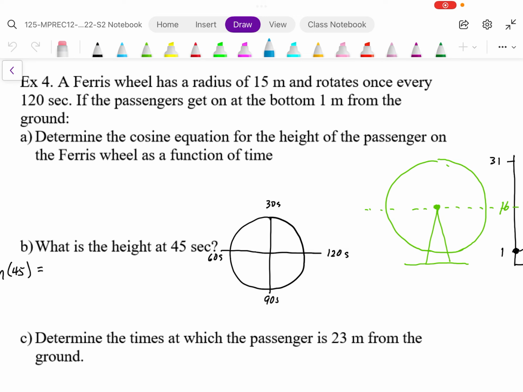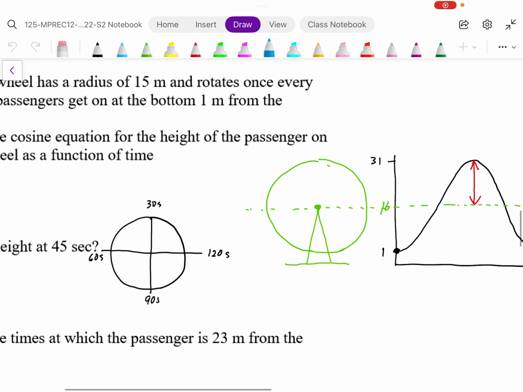Example 4. A Ferris wheel has radius 15 meters and rotates once every 120 seconds, and the passengers get on at the bottom, which is 1 meter from the ground.